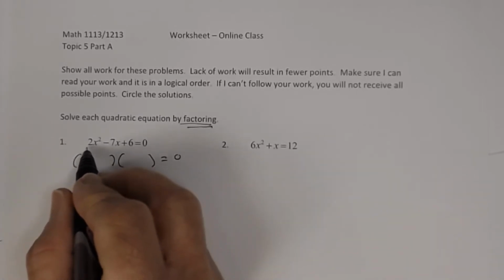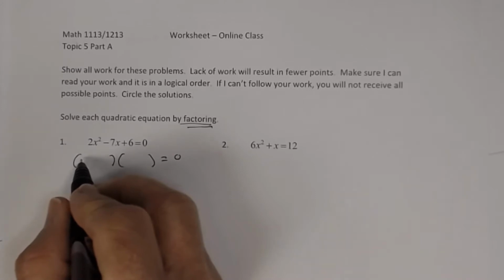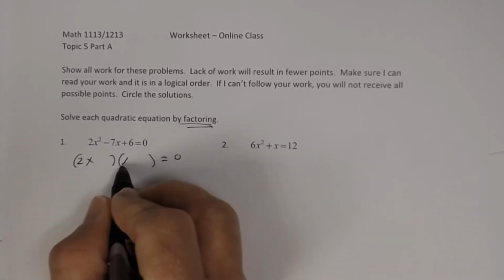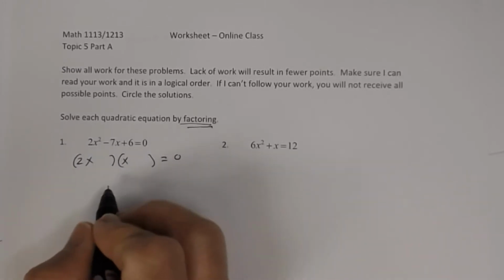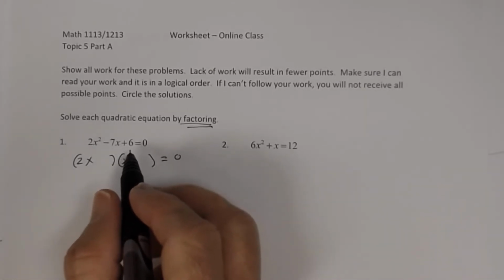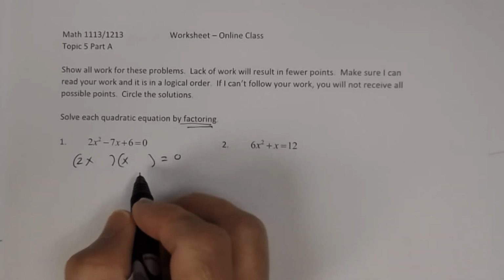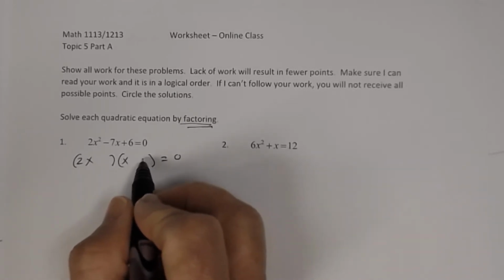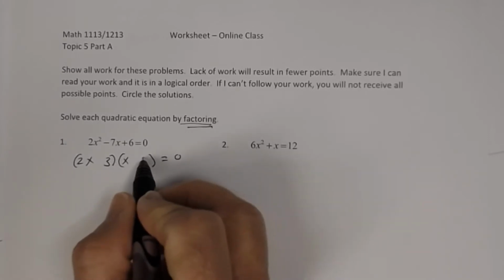For 2x squared, the only possibility is 2x and x, because 2x times x is 2x squared. And for 6, there are several possibilities. There's 3 and 2, because 3 times 2 is 6. And then there's 6 and 1. So let's try 3 and 2. Let's go ahead and put the 3 here and the 2 there.